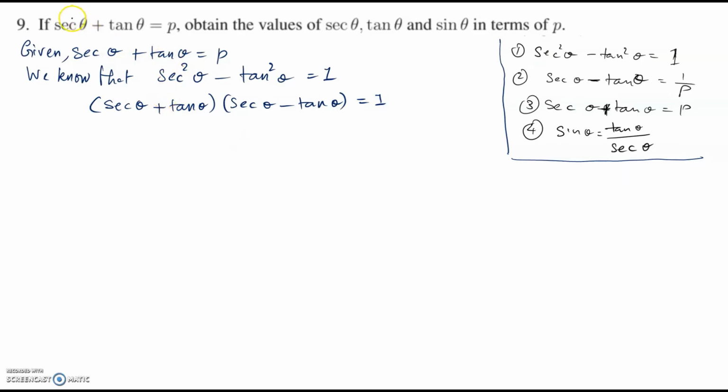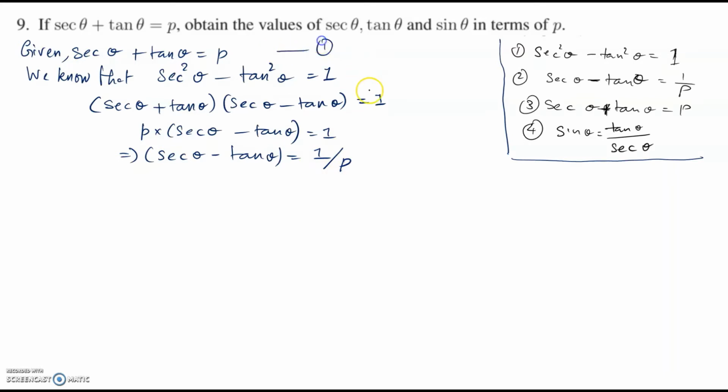Now we know that secant theta plus tan theta is equal to P. So substituting that here, you get P into secant theta minus tan theta is equal to 1. So further this can be secant theta minus tan theta is equal to 1 by P. Let's call this as 1 and this as 2.